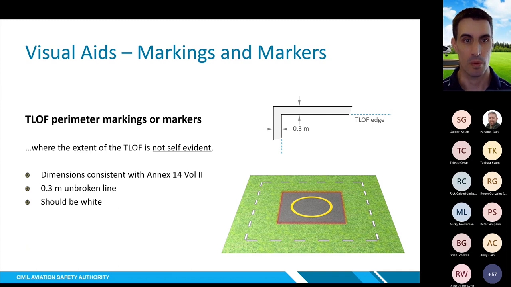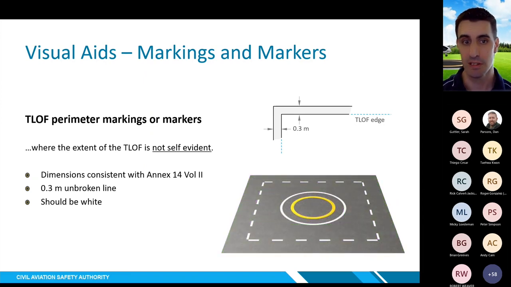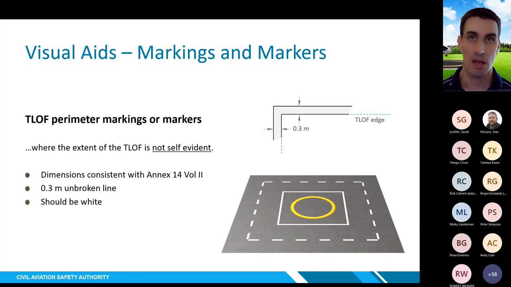Moving in again, we get to our TLOF. Once again, we've used that wording of if not self-evident. So a paved TLOF within a grass FATO, like this illustration, need not be marked. But if the TLOF is not self-evident, then the TLOF should be outlined by an unbroken white line 0.3 metres in width. As we discussed in webinar 2, the TLOF is the area defined for the touchdown or liftoff of a VCA.